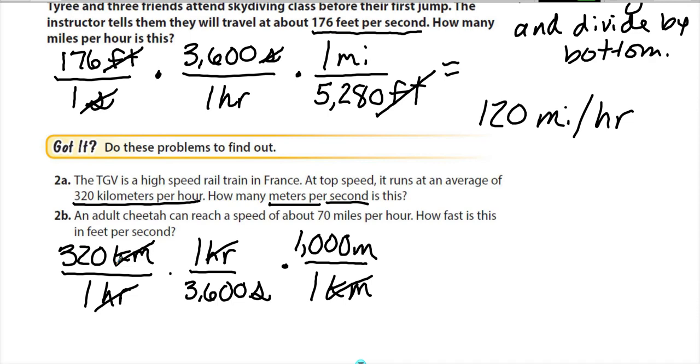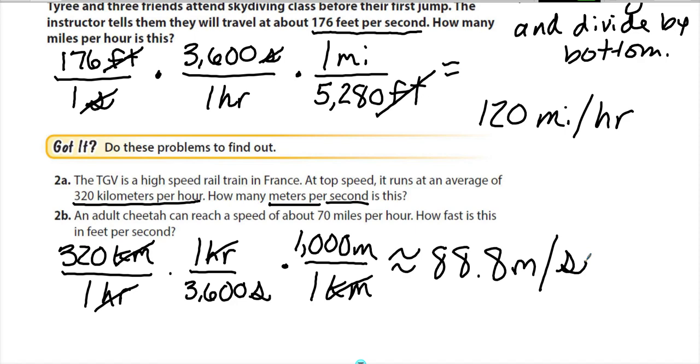Then we're going to divide it by the bottom number, which is 3,600. And looks like I got 88.8 repeating. All right, so that's going to be approximately 88.8. And what's my label? The only thing left on top was meters. So meters per, and then we had seconds on the bottom. So meters per second. So 88.8 meters per second. That's going pretty fast. All right? That's really, really going fast, actually.